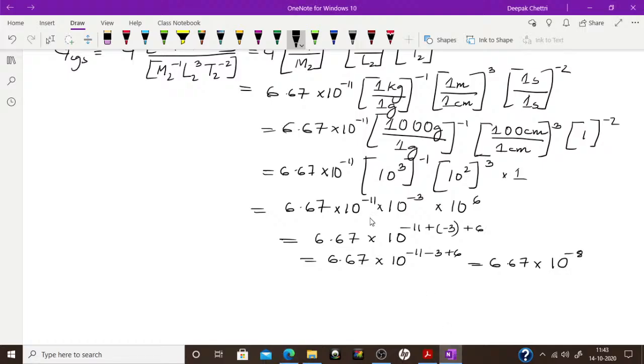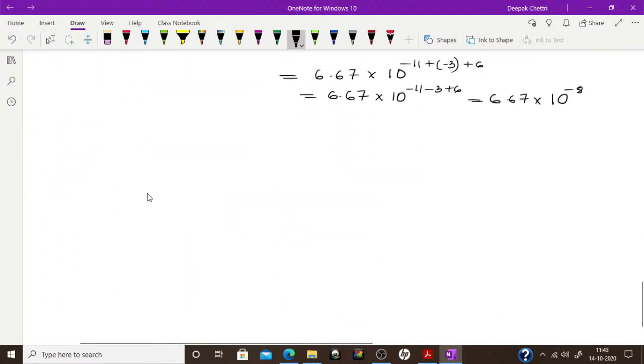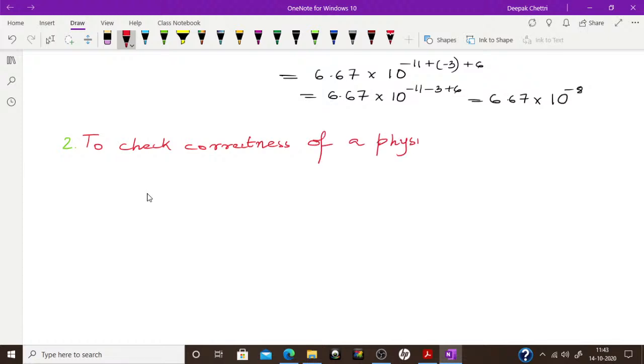Okay, so that is one use of dimensions. Okay, we can convert from one system of units to another, right? See, we have converted from SI system to CGS. Okay, so this is one use. Another use is to check correctness of a physical relation. Okay, so this dimensional analysis will help us verify a formula.